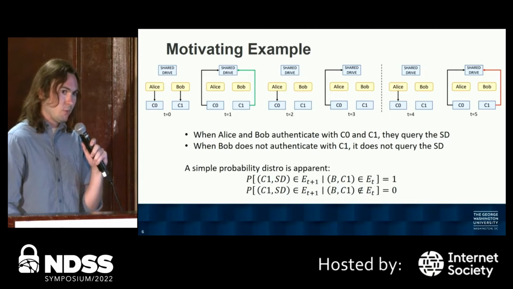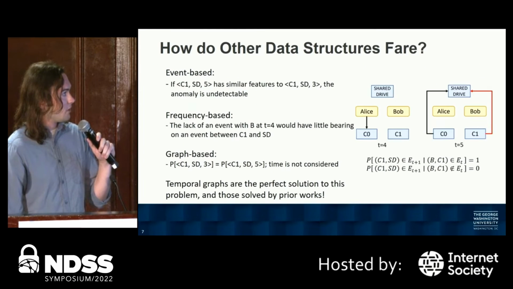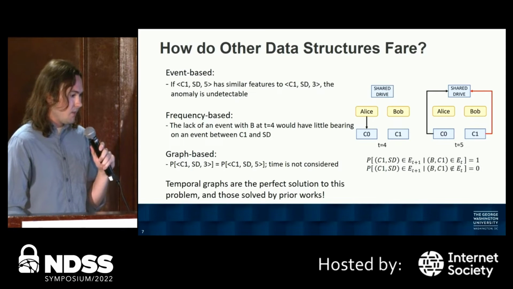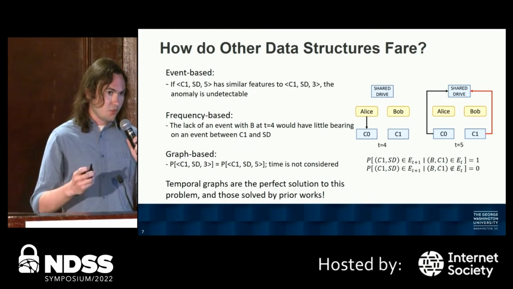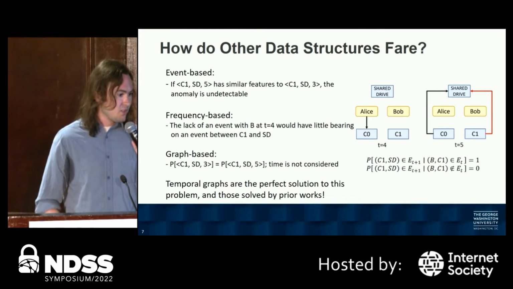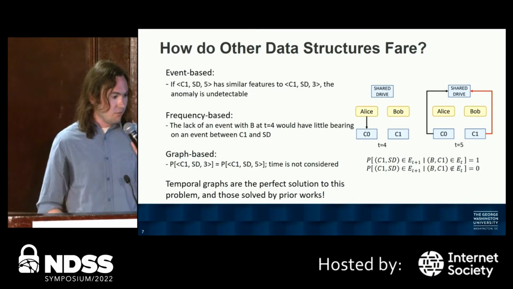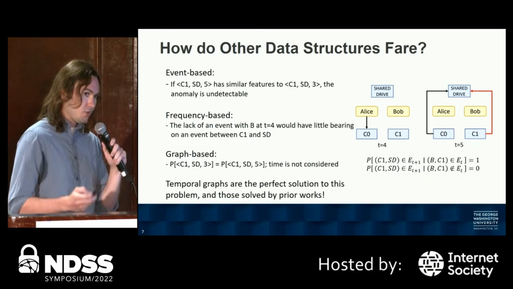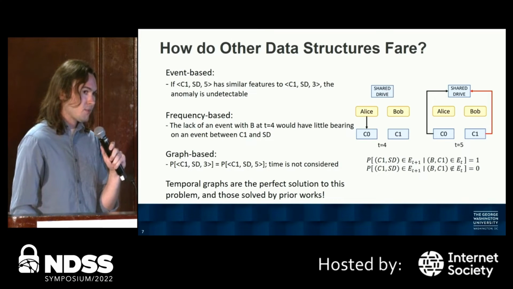This is something anomalous that we'd want to make a note of, but it's unclear how we would represent this if we weren't using temporal link prediction. For example, if we were just doing events-based anomaly detection, then we would look at the event itself of computer 1 talking to the shared drive. There's no context that Bob didn't first authenticate with it. Similarly, with frequency-based, there's not a lot of context about what Bob was doing before computer 1 was talking to the shared drive. With graph-based, we don't have time, so that interaction between computer 1 and the shared drive looks the same as it did before. So the only way that we can really capture this is with temporal graphs.